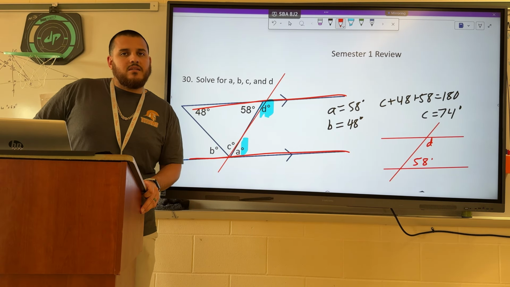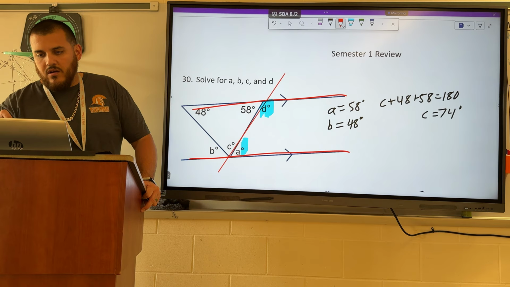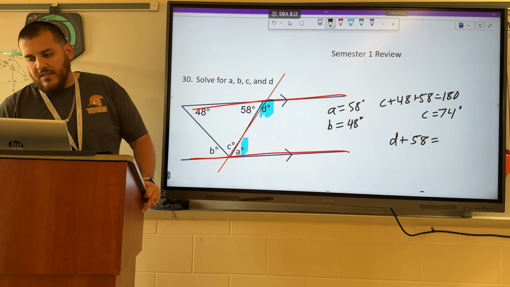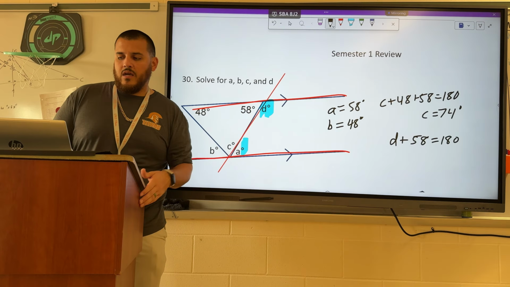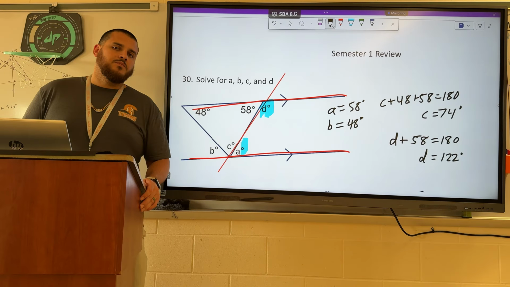On parallel lines, consecutive interior angles are supplementary. They have to add together to equal 180 degrees. So D and 58 have to add up to equal 180. Just like the linear pair there, D and 58 have to add up to 180 degrees. If you subtract that 58 from both sides, you're going to get 122 degrees for D in this example.